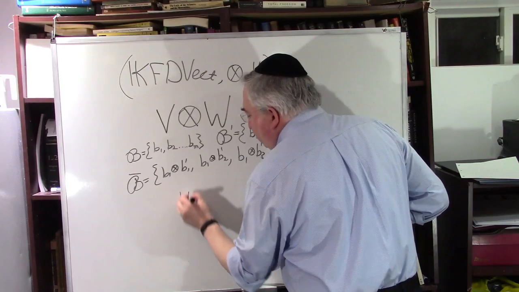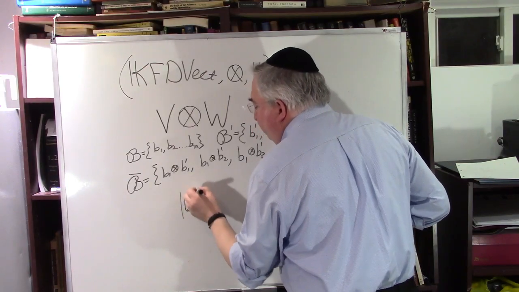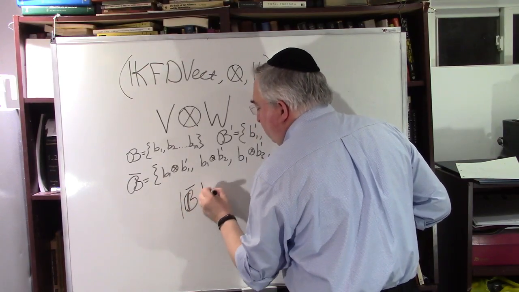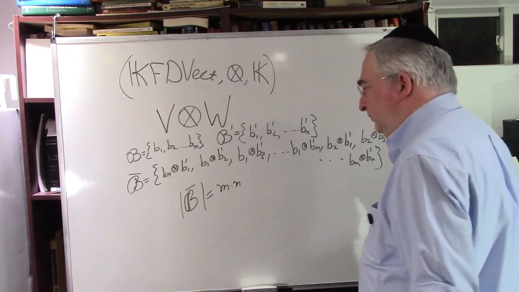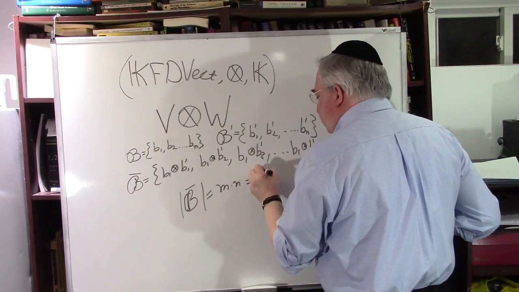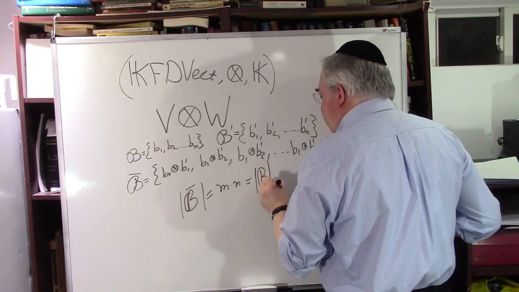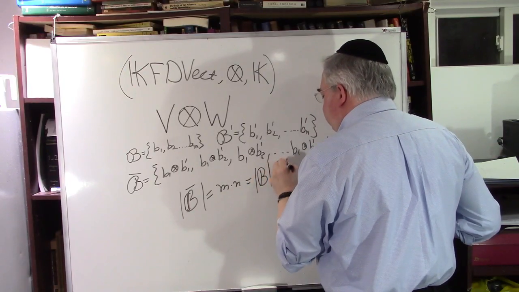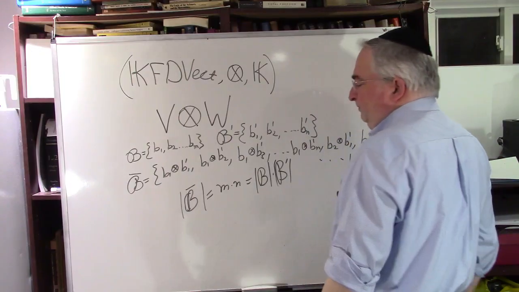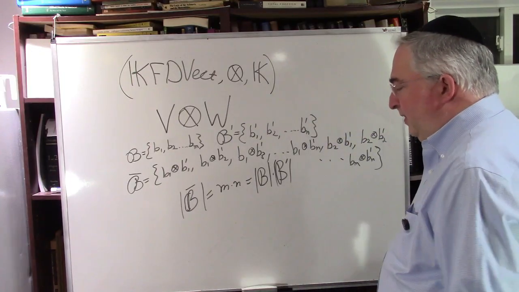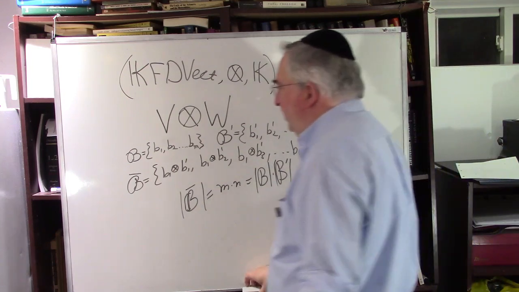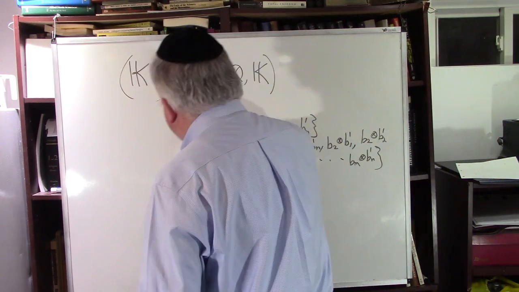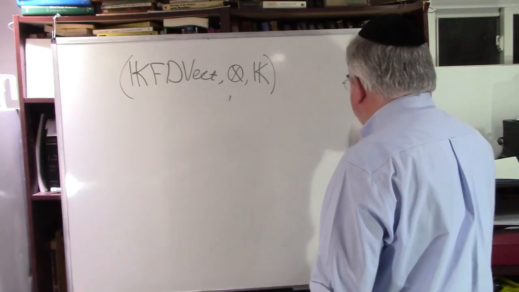Okay, how many elements does this have? The number of elements in B hat equals m times n. I can write this as the number of elements in B times the number of elements in B prime. Great, that's the basis of it. So what does a typical element look like? The answer is as follows.